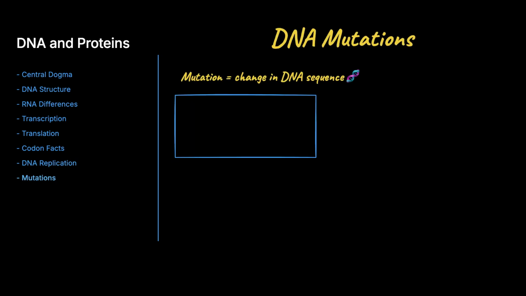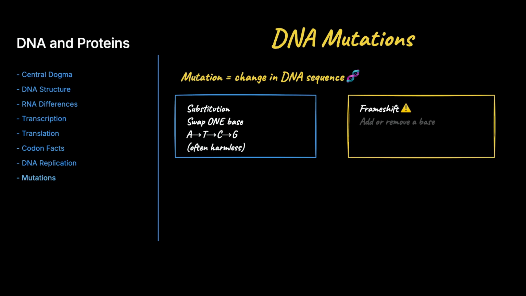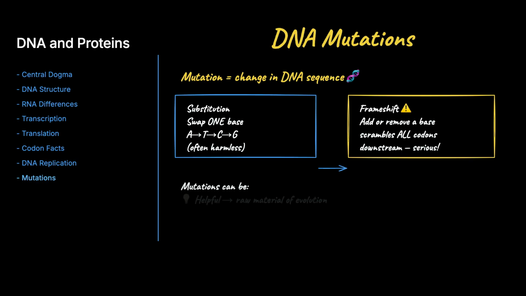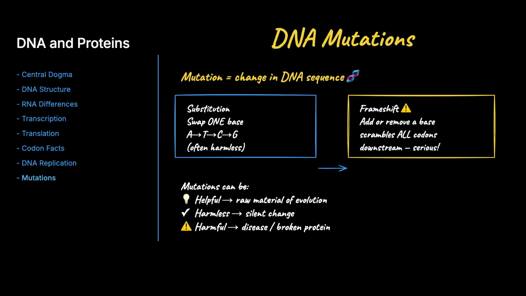Sometimes the copying slips, and we call that a mutation, a change in the DNA sequence. Swap one base and you have a substitution. Add or remove a base and you trigger a frame shift, which scrambles every codon downstream, usually with serious effects. Mutations can be harmful, harmless, or occasionally helpful, the raw material of evolution.